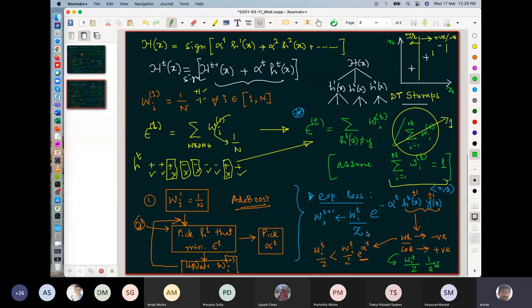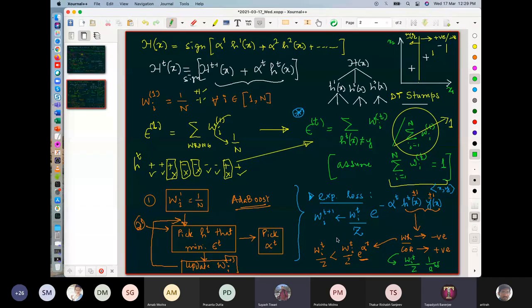So I divide by e to the power alpha t, because the minus sign will keep, because both of them agree in their sign, making the product positive. So this is the weight updation or exaggeration that we want. Agreed? At each step, we update these weights.